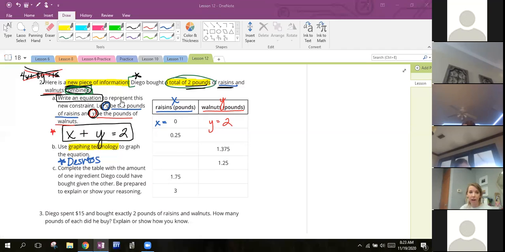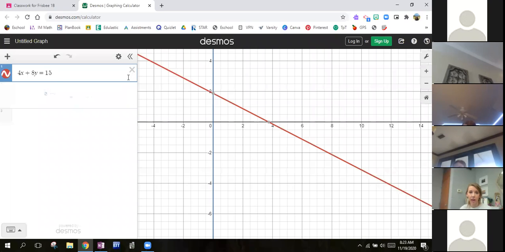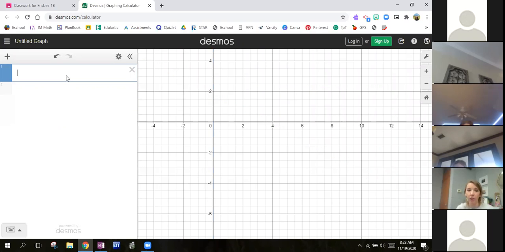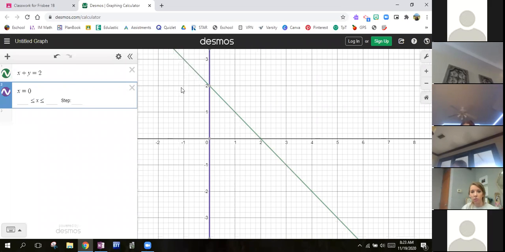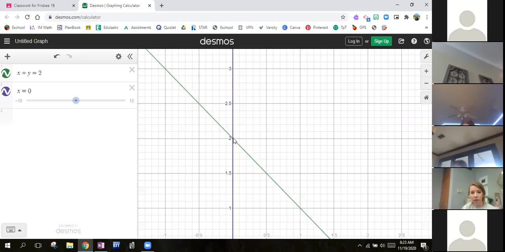I'm going to exit off the other equations I put, and I'm going to do X + Y = 2. Notice that my line is going to be green. So there it is. And I want to know where X equals 0. So I'm looking at this little purple line now. I'm going to see where this purple line intersects with my green line. So it's right there. So when X equals 0, what does my Y equal? 2. Yes, which is what we said.